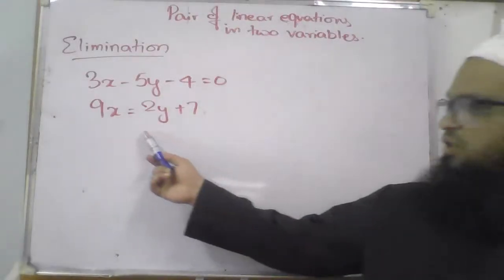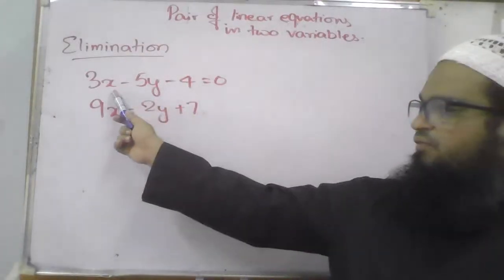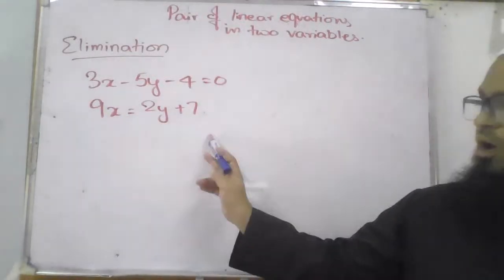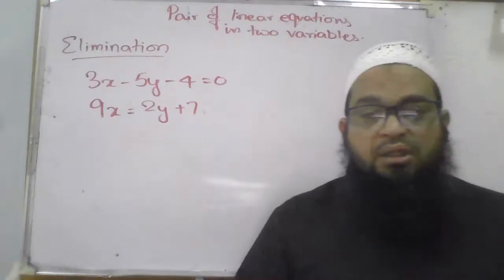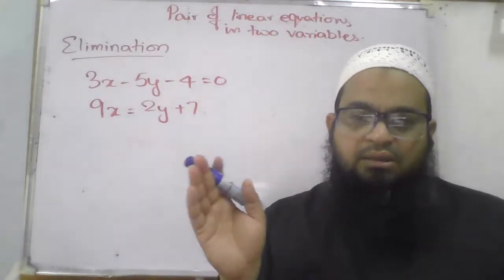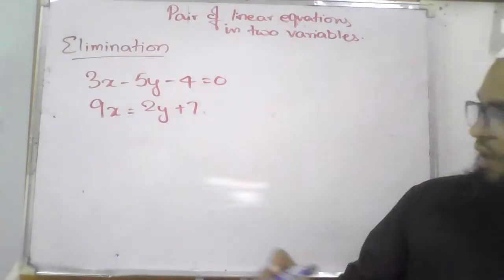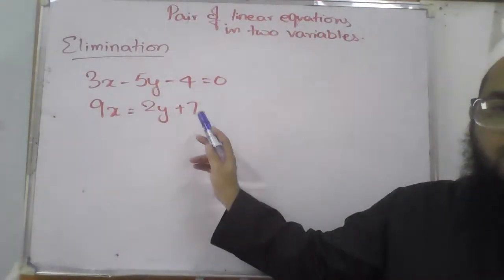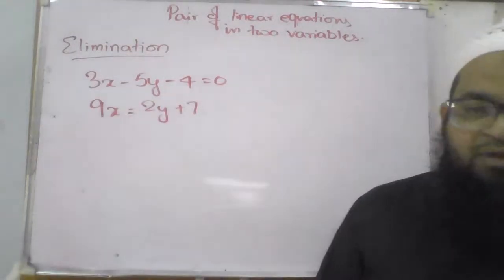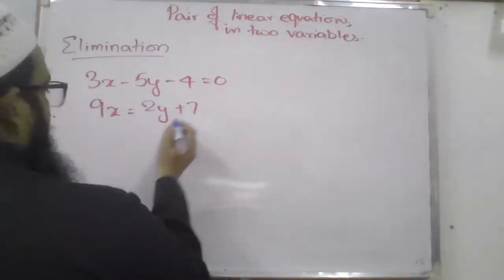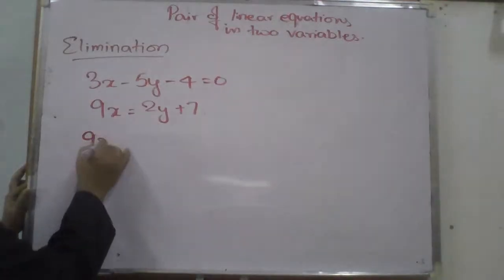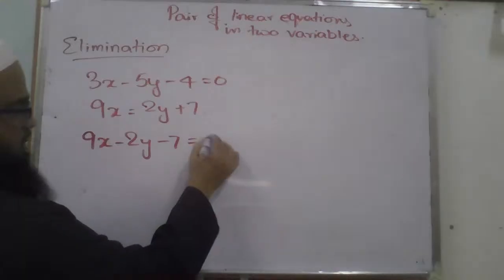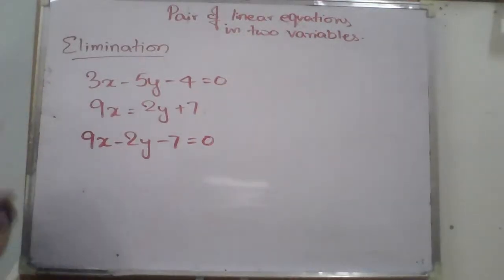So what happened here, my dear students? In the first equation, everything is on the left hand side, and in the second equation, you have part of the equation on the right hand side. So make sure that both the equations are the same. That means if you have all terms on the left hand side, make sure that in the second equation also everything is on the left hand side. Now if you bring it to the left hand side, 9x minus 2y minus 7 is equal to 0. So this is the first equation and this is the second equation.